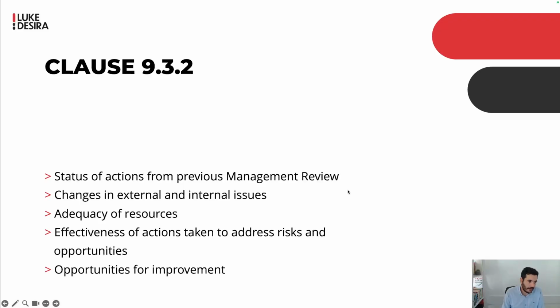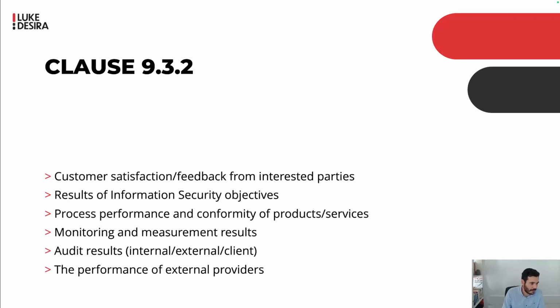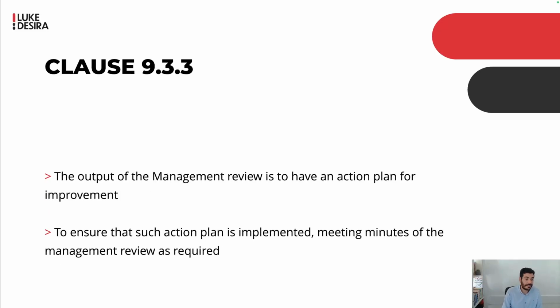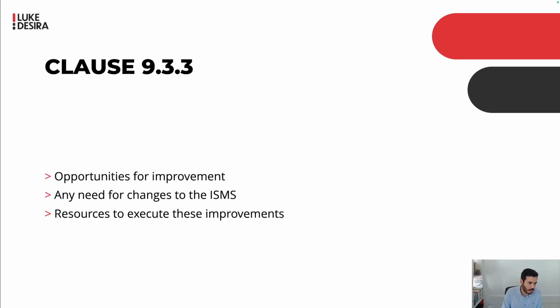So here are the topics that we already discussed that have to be discussed: actions, changes, adequacy of resources, effectiveness of actions taken, opportunities for improvement, feedback from interested parties, objectives, performance monitoring, audit results, external providers, and we have to have evidence that these conversations were done.